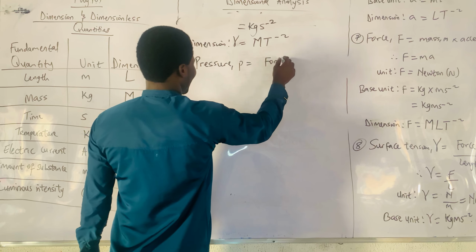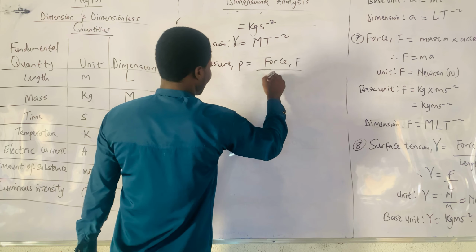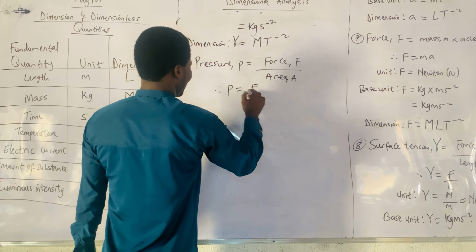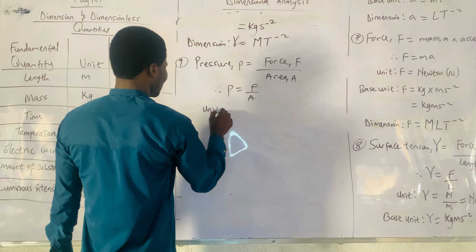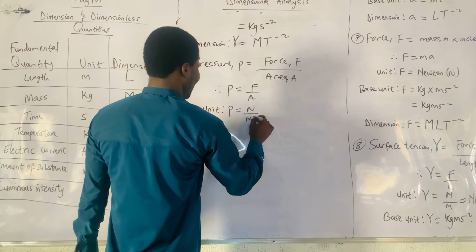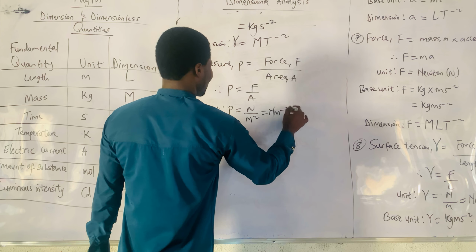Pressure is force over area. So P is F over A. Unit now. Unit of force is Newton. Area is meter square. So that can be written as Newton per meter square.